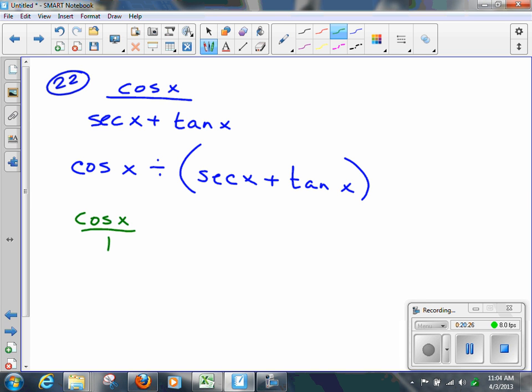Yes, very good. I can. Very good. Now, what else can I do? I'm going to divide by... how can I change secant of x? 1 over cosine x plus what?